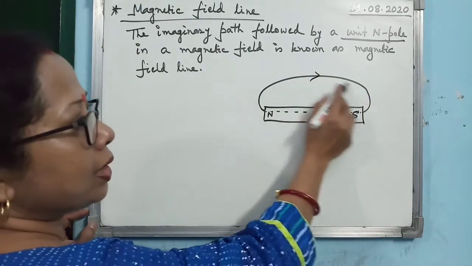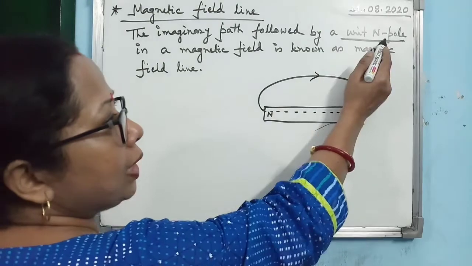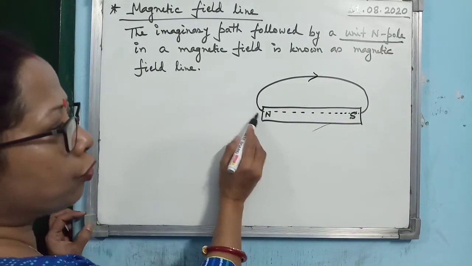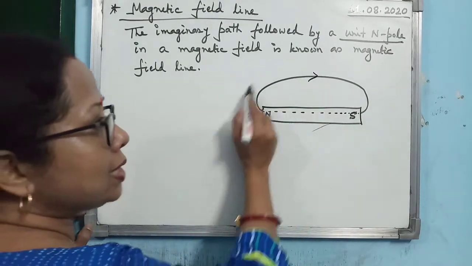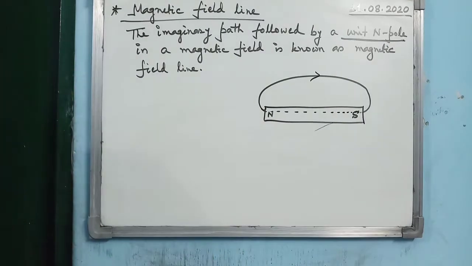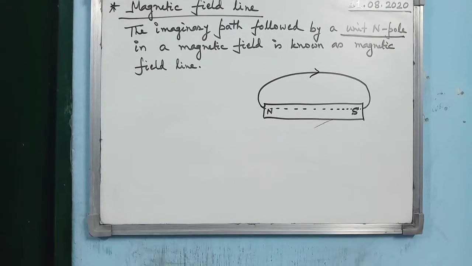So the path has a direction. Why? Because we have taken a unit north pole. So always it will move from the north towards south. So this imaginary line followed in a magnetic field by the unit north pole is known as magnetic field line.